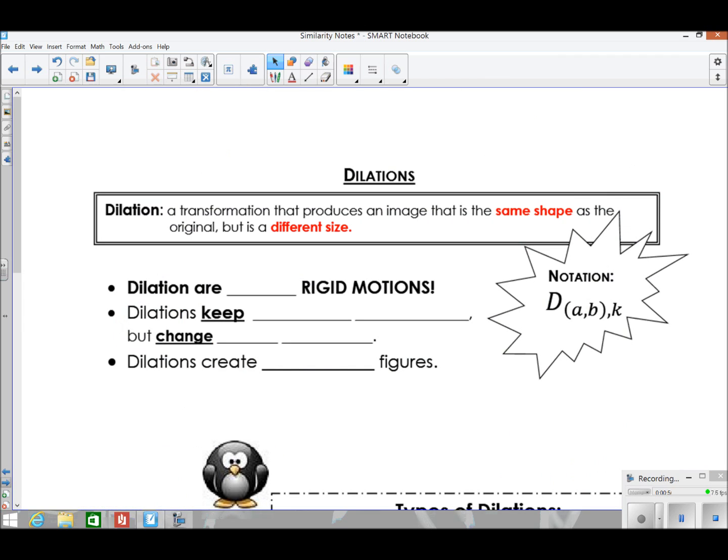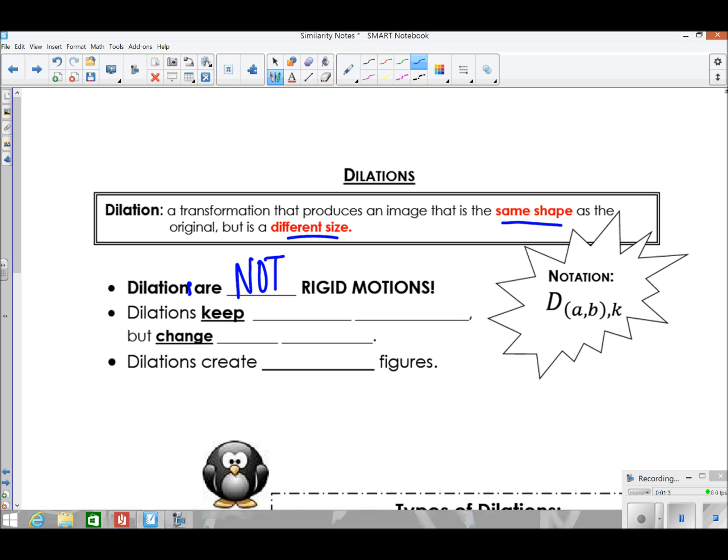Like I said, a dilation is going to create similar figures. Dilations are transformations that produce an image that is the same shape but different size, creating similar figures. First thing here, dilations are not rigid motions. Remember, rigid motions are reflections, translations, and rotations. Those are the types of transformations that preserve congruence. Dilations do not, but dilations create similar figures.